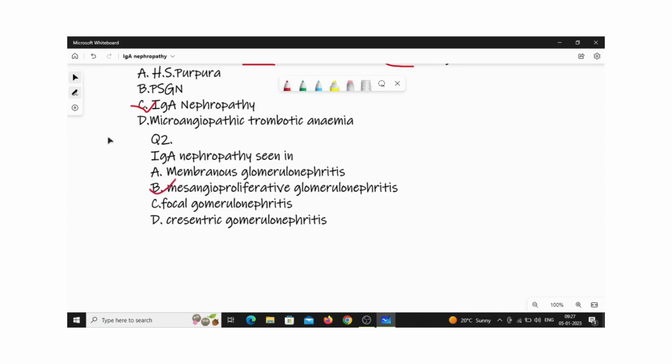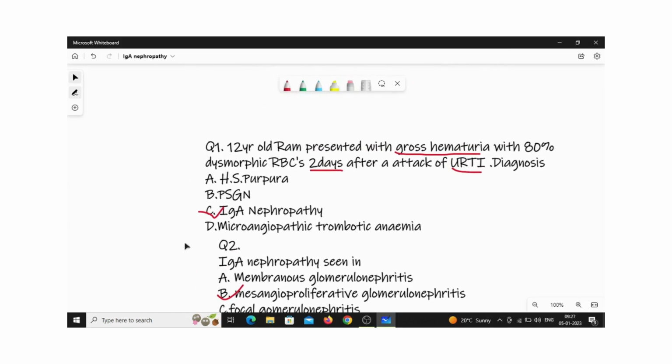So in an examination, read the question very carefully. Sometimes this question may appear without the 2 days. If it is 2 weeks, then the answer is post-streptococcal glomerulonephritis. If it is gross hematuria plus hemoptysis, then the answer is Goodpasture syndrome.